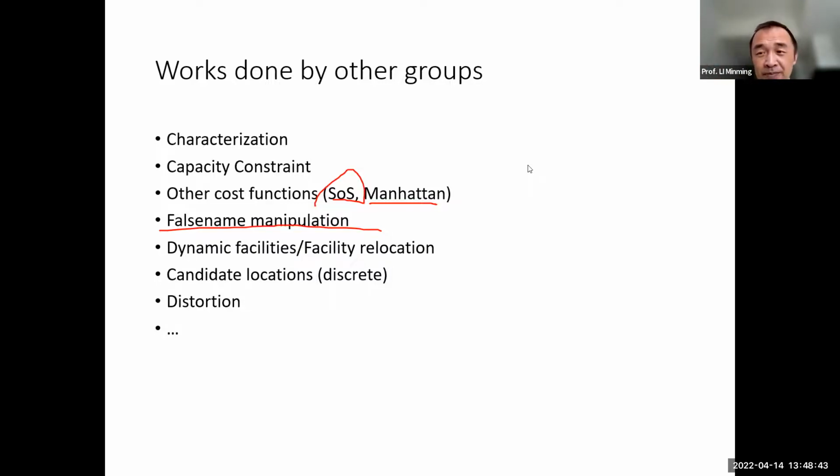Here it's similar. I will rank the facility positions: I like this position best, this position next, and this position third. But in the cardinal setting, it means that I tell you my location, so you can calculate the exact distance from me to all the candidate locations, very accurately. And then distortion means what? You only know the order and not the exact location. Then what are the research problems or targets you may go for?